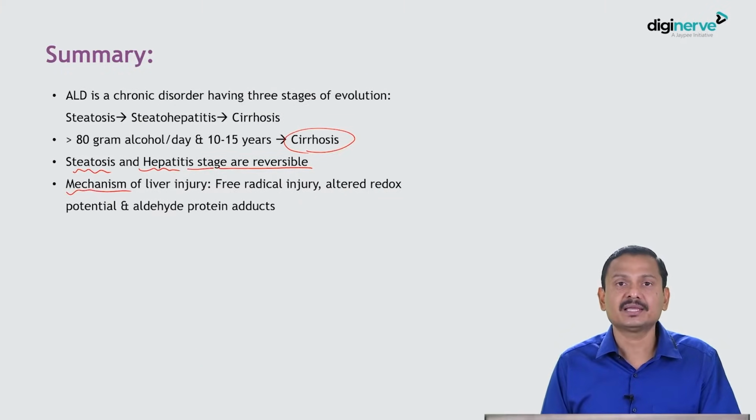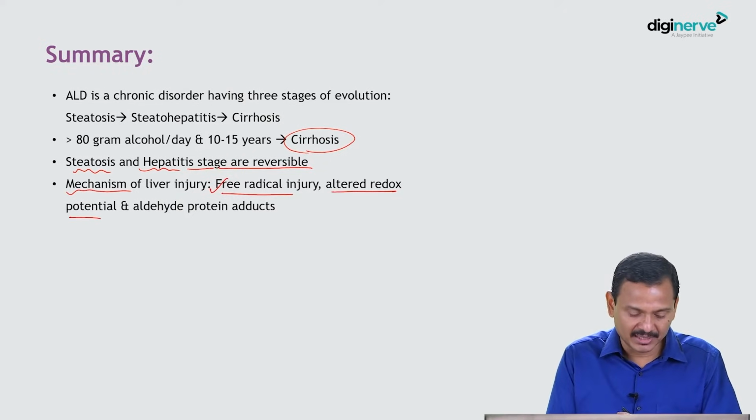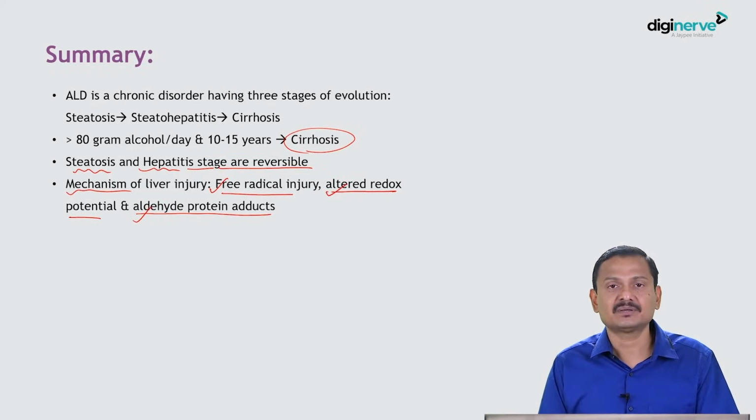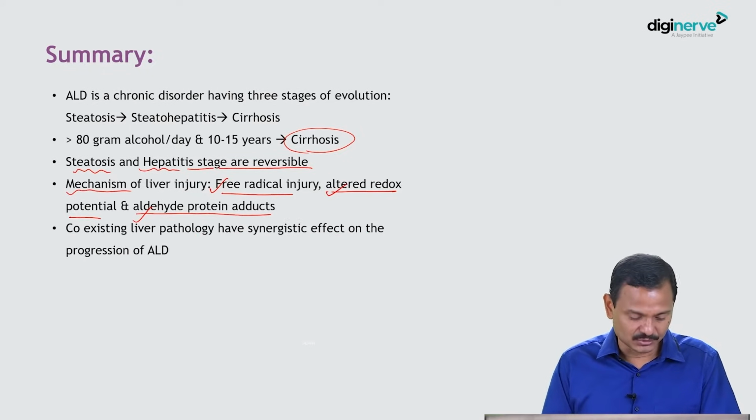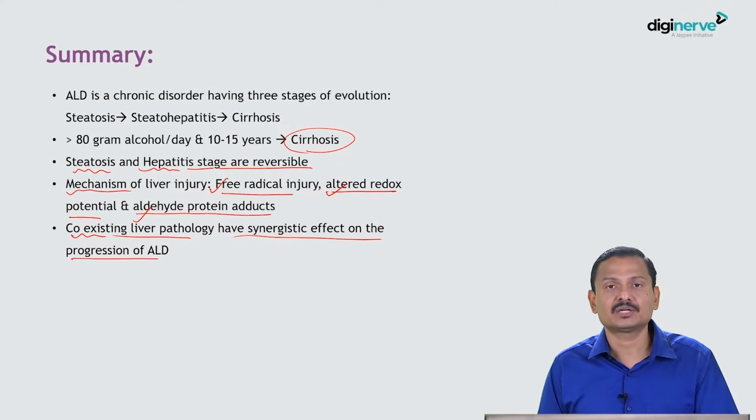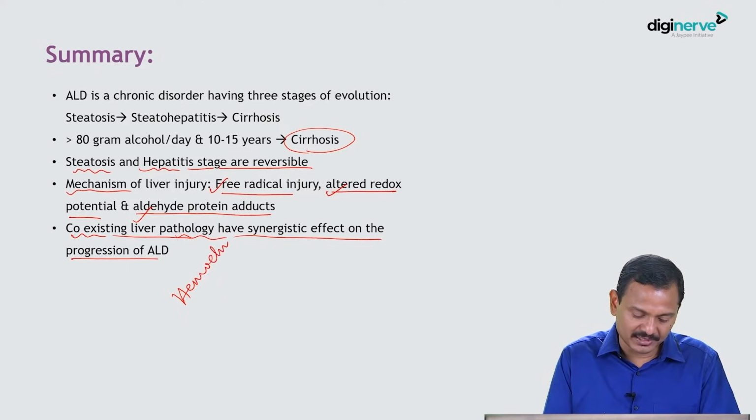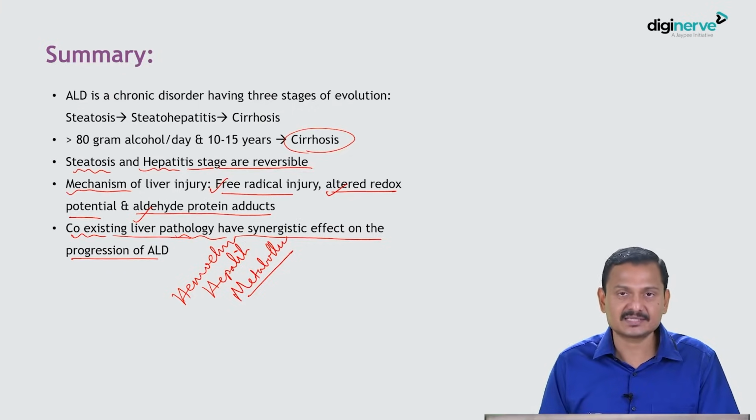So what is the mechanism of injury? In liver disease, you have to remember free radical injury, altered redox potential, as well as aldehyde protein adducts, and these three are the basic mechanisms by which alcohol causes liver injury. Now, coexisting liver pathology has a synergistic effect on progression of ALD. And what is the coexisting pathology? Like if there is hemochromatosis, hepatitis, or metabolic syndrome, then all these will act in a synergistic effect to increase the progression of ALD.